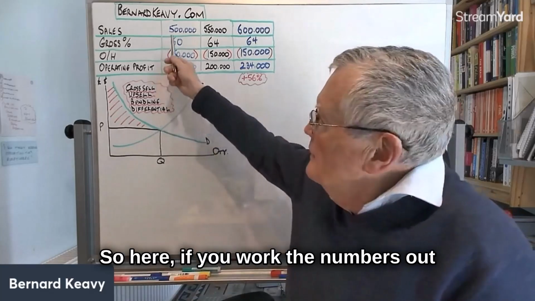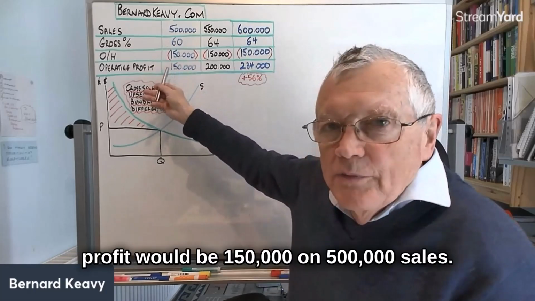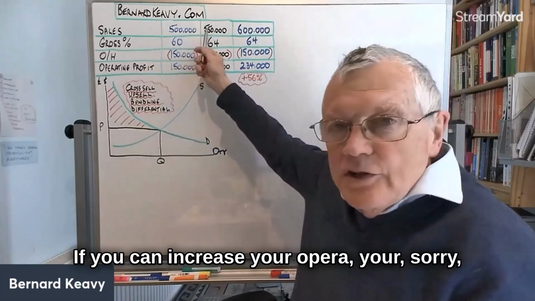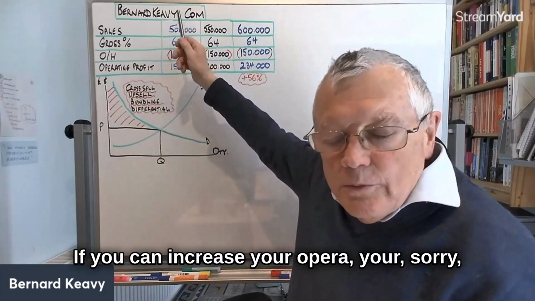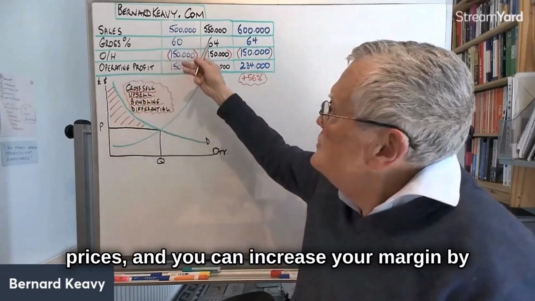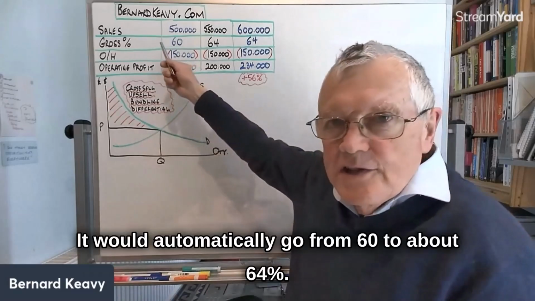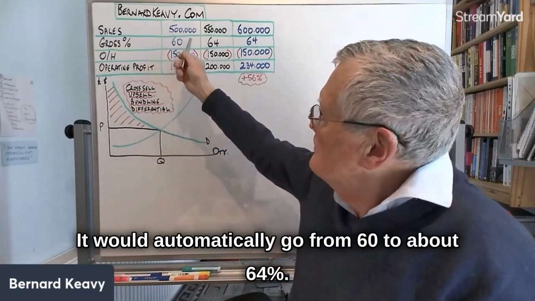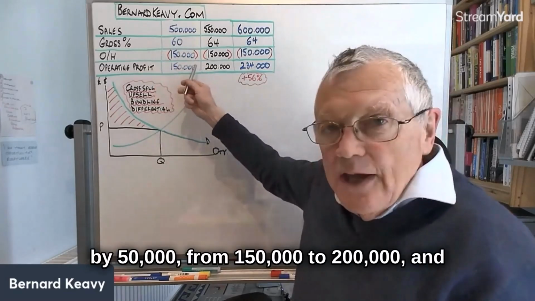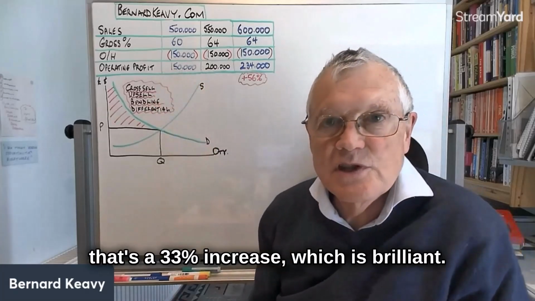So here, if you work the numbers out with that margin and those overheads, your operating profit would be 150,000 on 500,000 in sales. If you can increase your revenue by 10% through these higher average prices, and you can increase your margin by doing that, which you will automatically, it would go from 60 to about 64%. You'll end up increasing your operating profit by 50,000, from 150,000 to 200,000. And that's a 33% increase, which is brilliant.